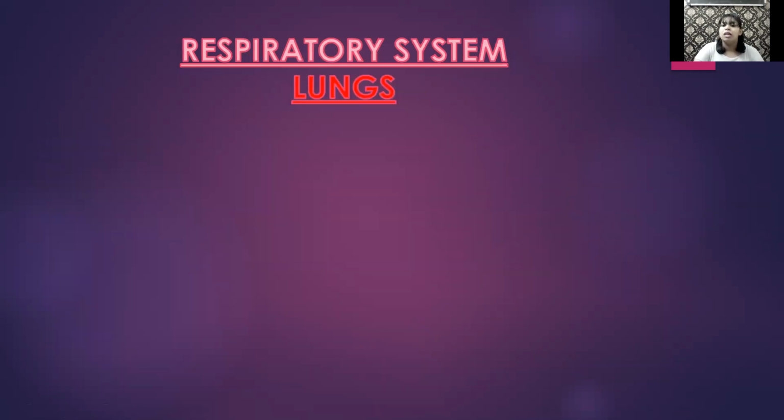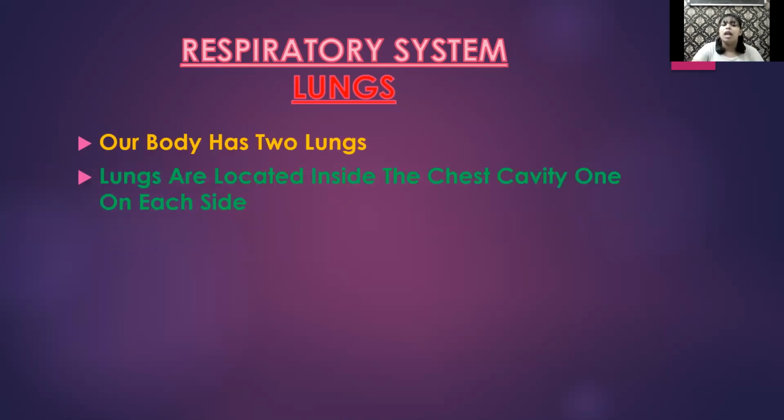Now let's talk about the lungs. Our body has two lungs. Lungs are located inside the chest cavity, one on each side. When we spoke about the heart, we came to know that the heart is only located on the left side of the chest cavity. But the lungs are present on either side of the chest cavity.